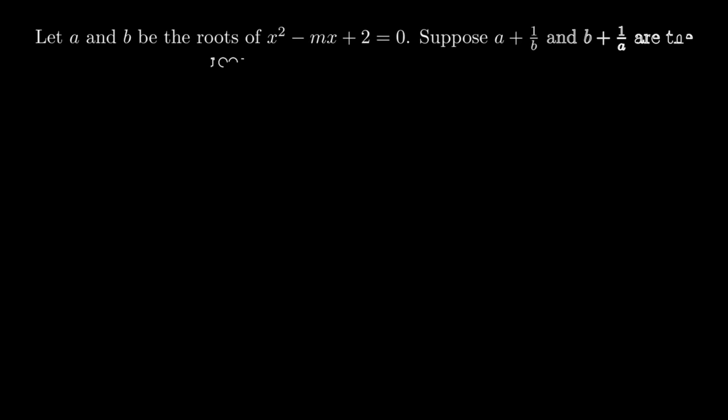Let's try another problem. Let a and b be the roots of the equation x squared minus mx plus 2 equals 0. Suppose that a plus 1 over b and b plus 1 over a are the roots of the equation x squared minus bx plus q equals 0. What is q?